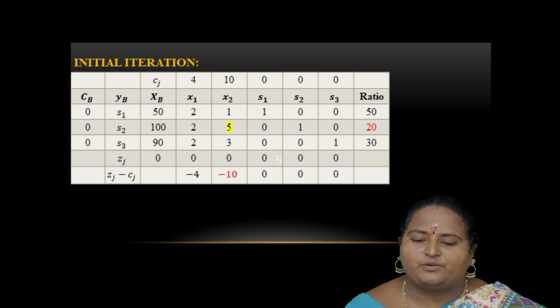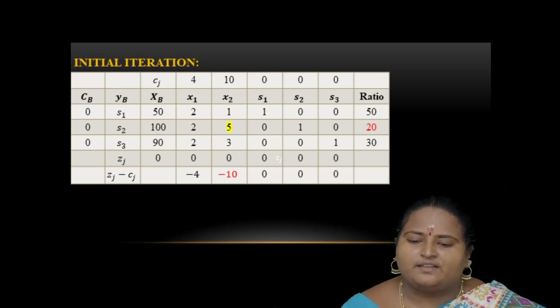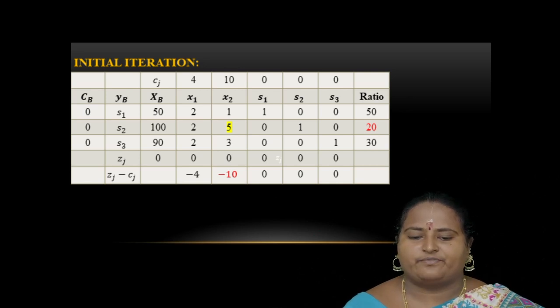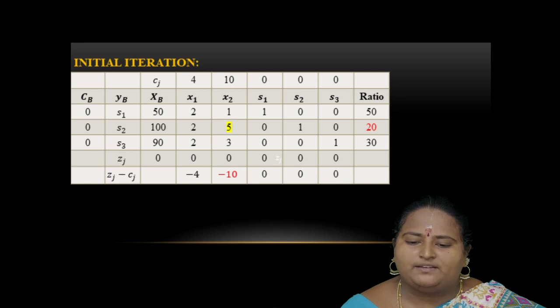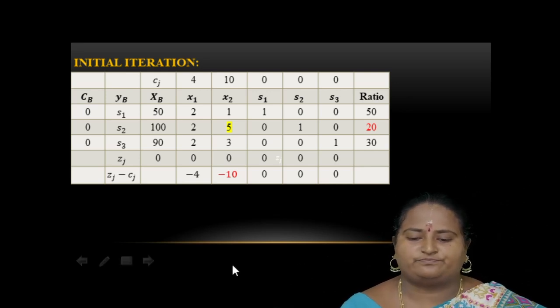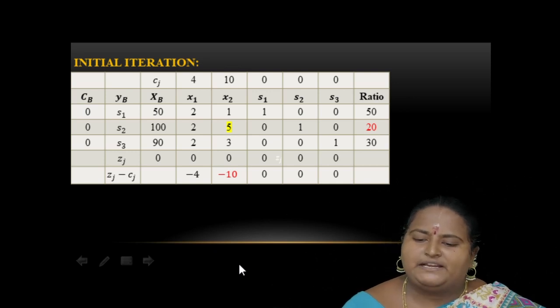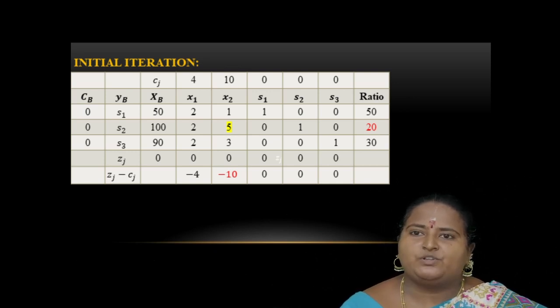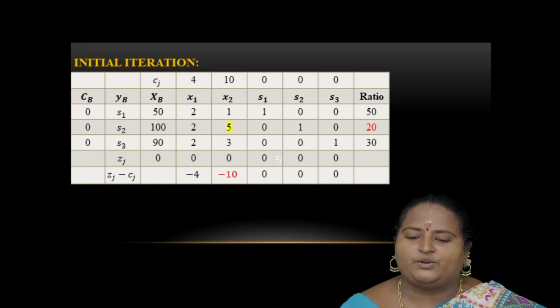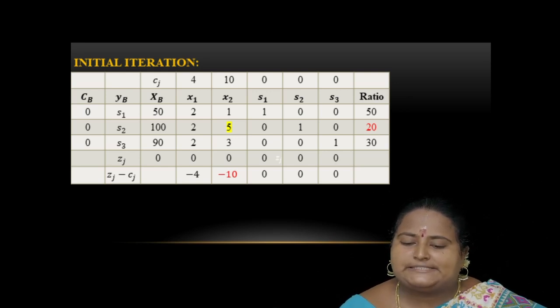Now we are going to calculate the value of Zj, which can be calculated by multiplying Cb and Xj. So for the column x1, summation Cb into x1. So 0 into 2 plus 0 into 2 plus 0 into 2, which is 0. Similarly for x2, since the values of the Cb column are all 0, we will get 0 for all the Zj values. Now we are going to calculate Zj minus Cj.